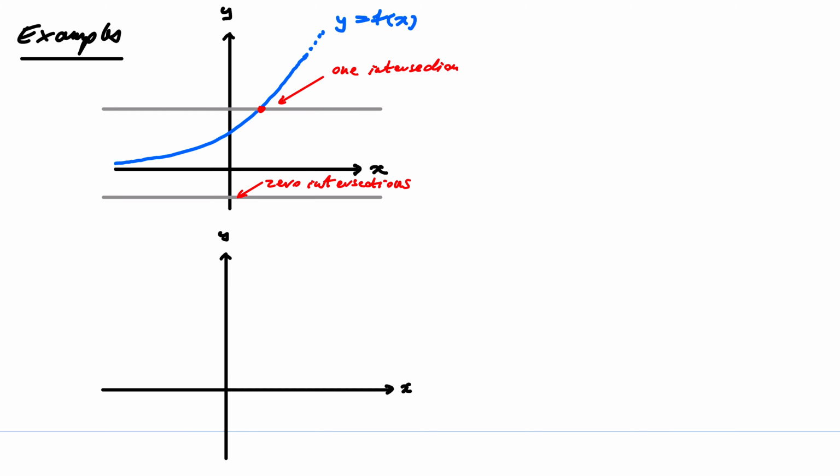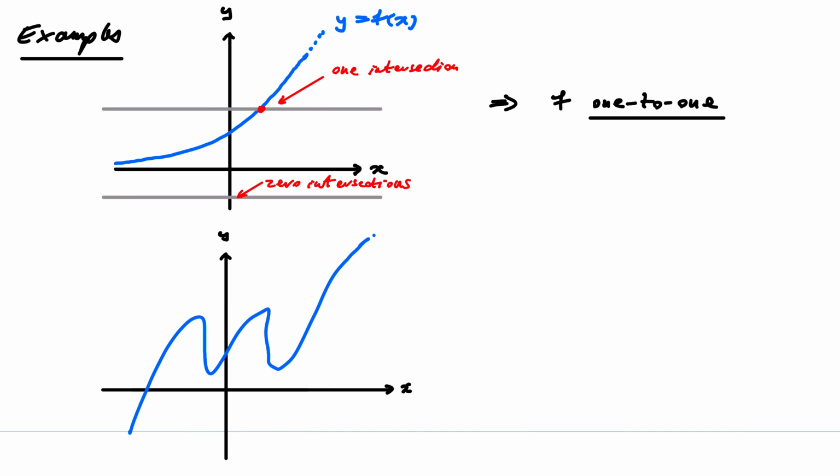So here, I should maybe say at the top, this implies f is one-to-one. All right, very nice. Another example, something like this. Actually, I'll do it in the same color. Dot, dot, dot. So this is your y is equal to f of x. Is this one-to-one? Definitely not.